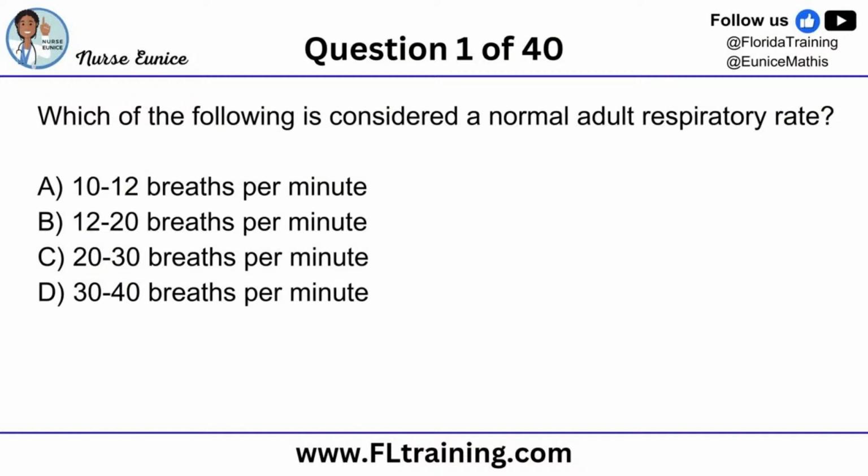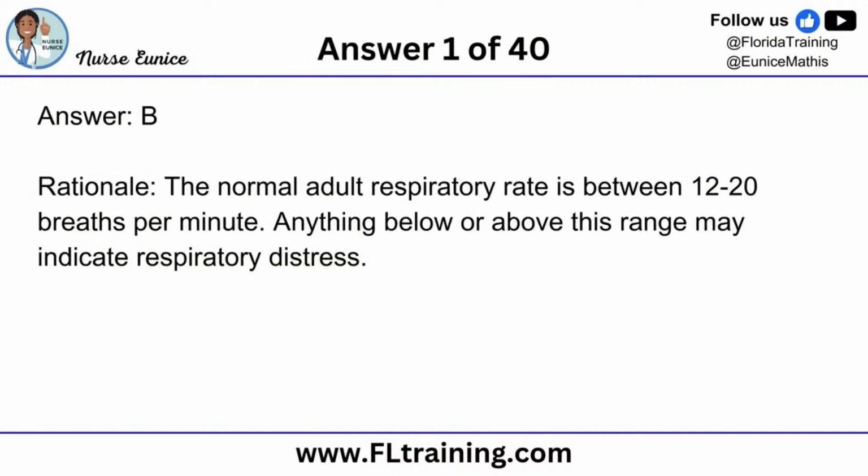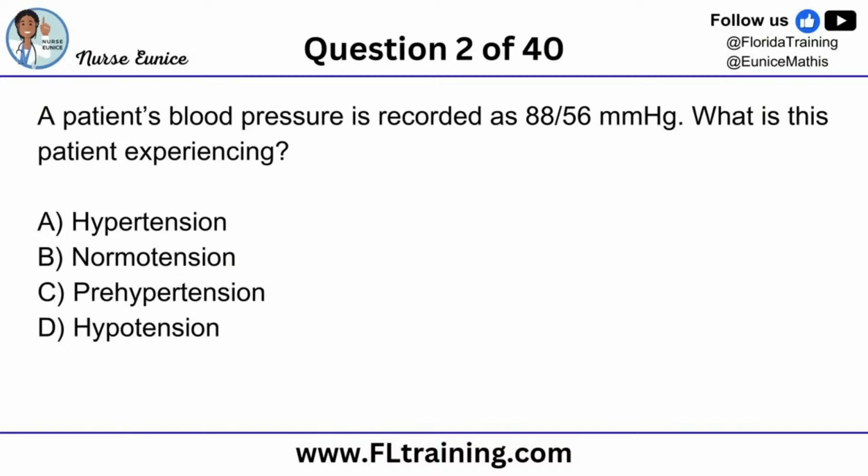So I'll give you 5 seconds because this is an easy one. So 3, 2, and 1. And yes, if you chose B, you have it. That is correct. So the normal adult respiratory rate is between 12 to 20 breaths per minute. Anything below or above this range may indicate respiratory distress.